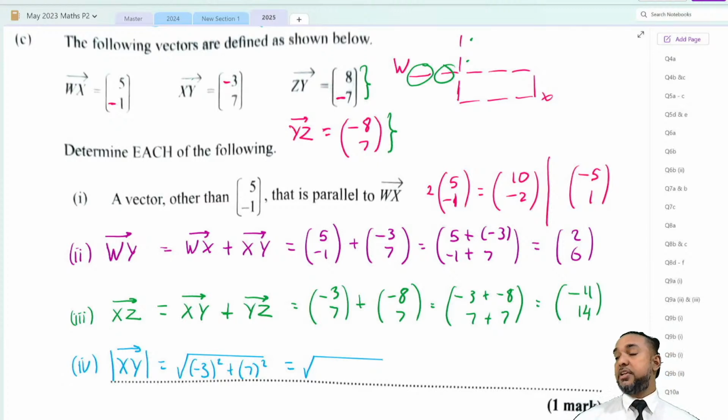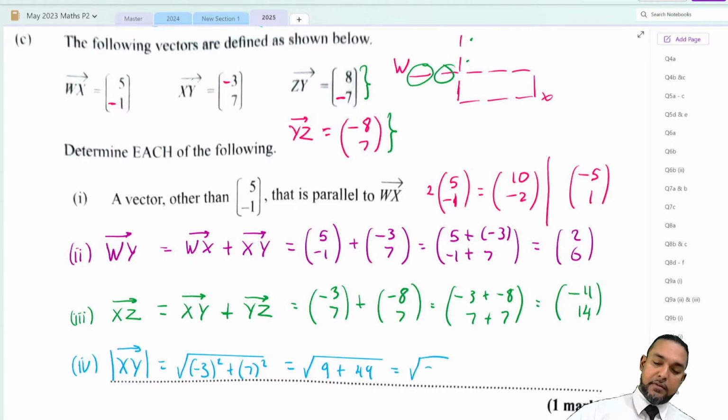Right, so minus 3. So when you square something, what are you actually doing? Multiplying it by itself. So minus 3 squared is minus 3 multiplied by minus 3. And a minus by a minus is a plus. Minus 3 by minus 3 is positive 9. 7 by 7 is 49. 9 and 49 is 58.